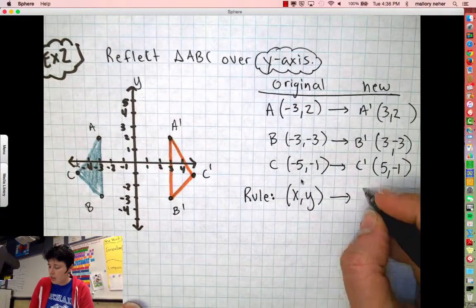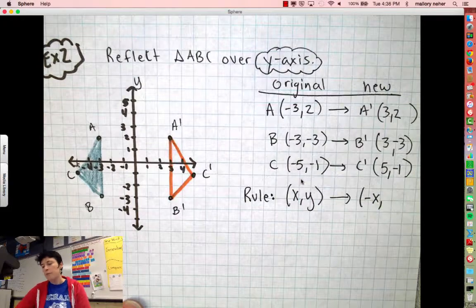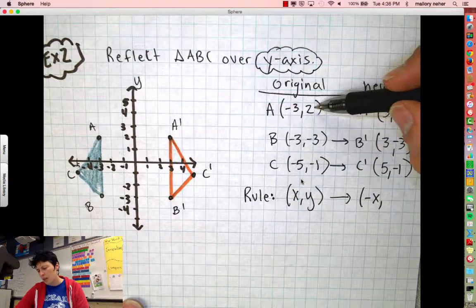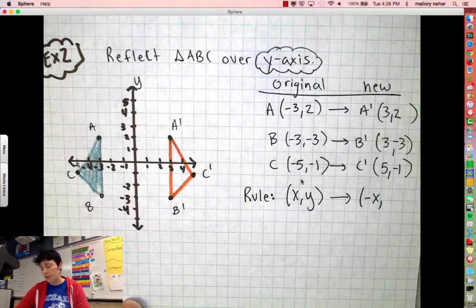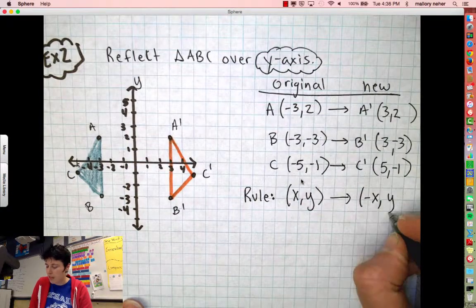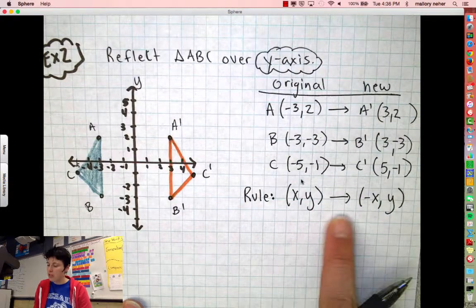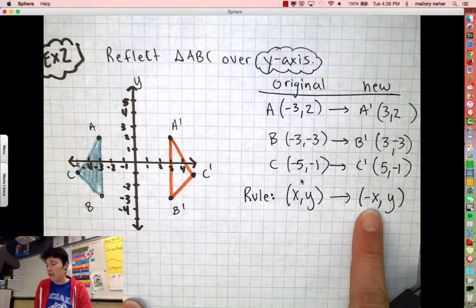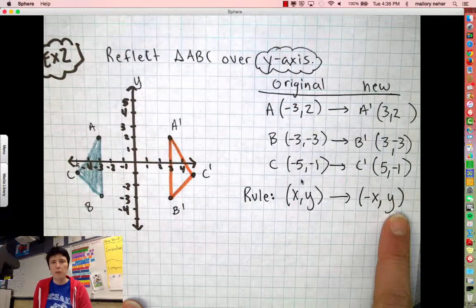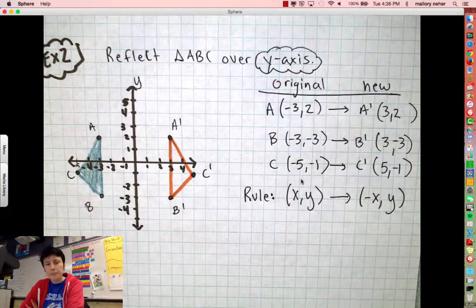So it is the x's that are changing. The x's are changing signs. So I'm going to put a -x here to represent that. The y's, let's see, the y's were 2, -3, -1. Over here it's 2, -3, -1. The y's are not changing in this problem because we flipped over the y-axis. So y stays the same. So my rule is (x, y) changes to (-x, y). And that makes up my work for this problem.